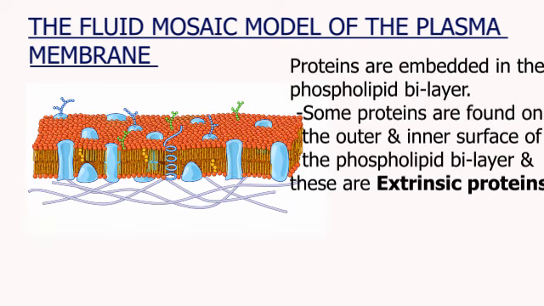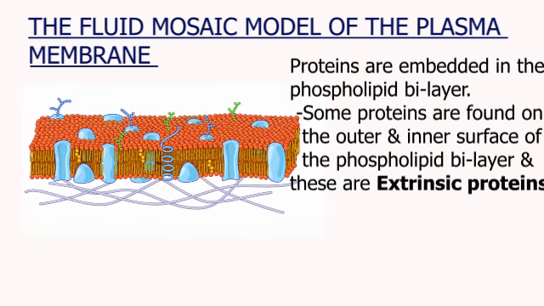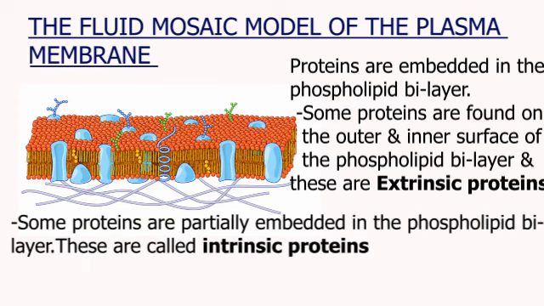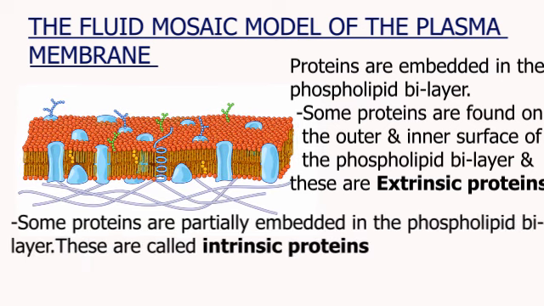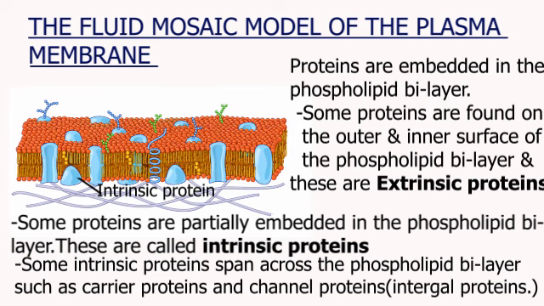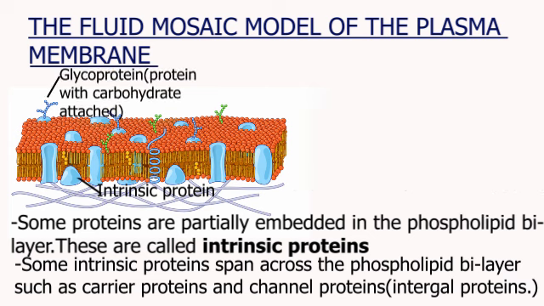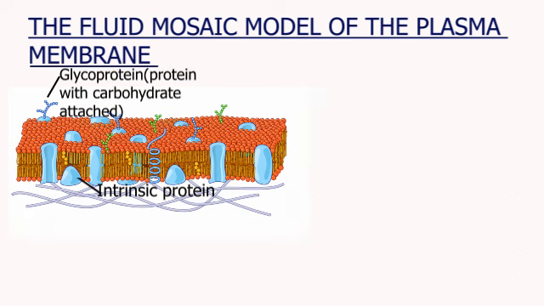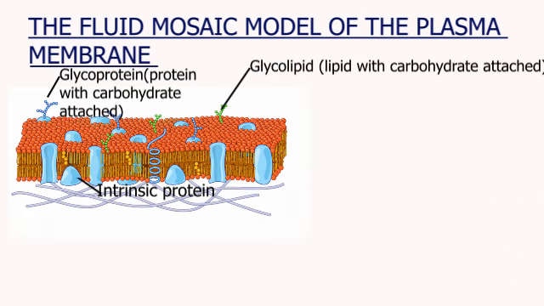Now, proteins are embedded in this phospholipid layer, and some proteins are found on the inner and outer surface of the phospholipid bilayer, and these are called extrinsic proteins or surface proteins. Some proteins are partially embedded in the phospholipid bilayer, and these are called intrinsic proteins. Some intrinsic proteins span the phospholipid bilayer, and these are called integral proteins, such as carrier proteins and channel proteins. Now, glycoproteins are proteins with carbohydrates attached to them. Same with glycolipids. These are lipids with carbohydrates attached to them. Also embedded in the phospholipid bilayer is cholesterol. Now, we shall get to know its function later.